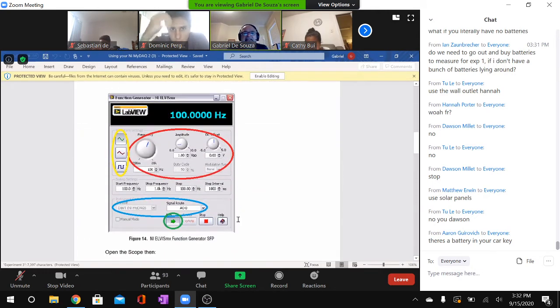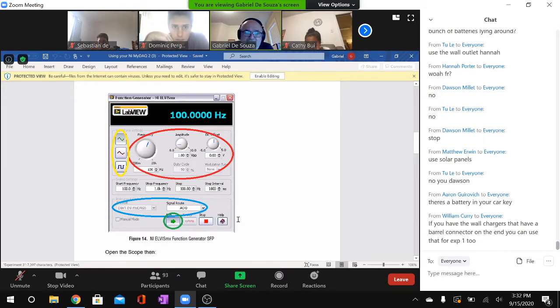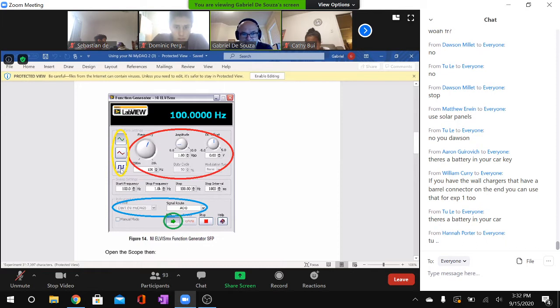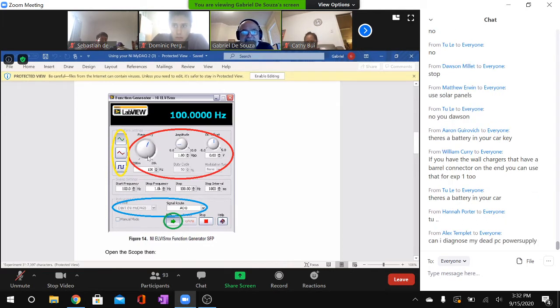So here is the function generator. You are capable of generating 3 different kinds of waveforms: a sinusoidal waveform, a triangle waveform, and a square waveform. This button here allows you to set the frequency. This button here allows you to set the amplitude. In this one, what is called the DC offset.